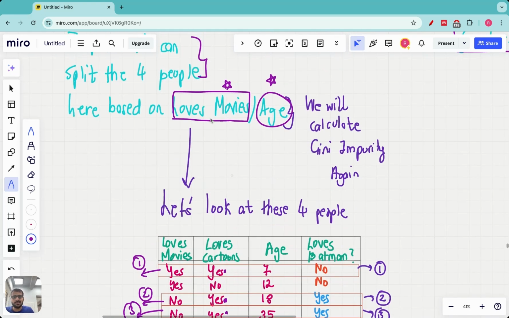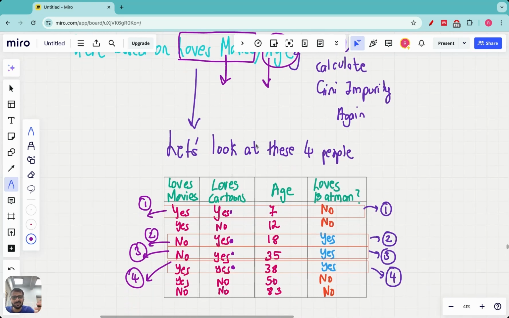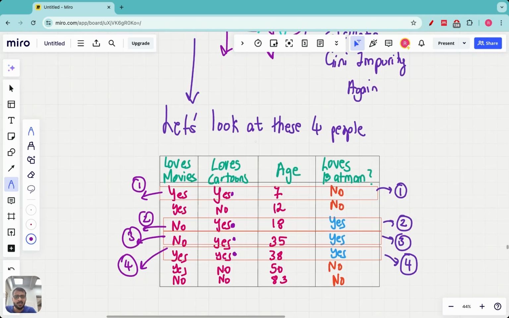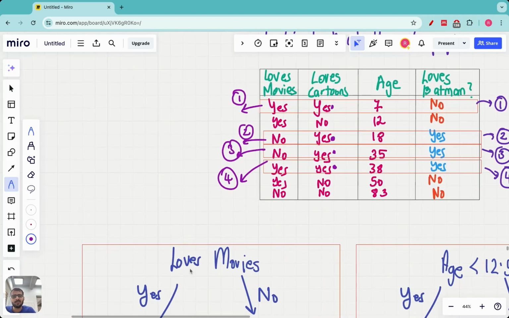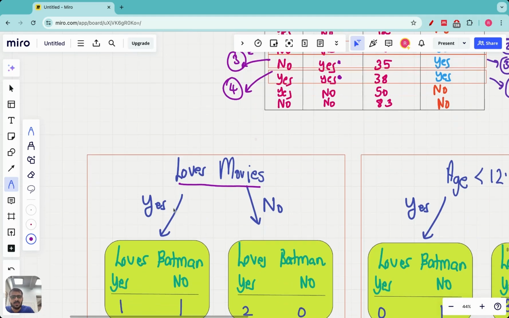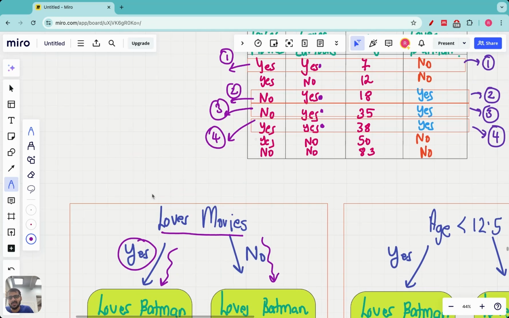So we will construct decision tree maps for both loves movies as well as age, and based on the decision tree maps for these four people, we will be computing the Gini impurity. So let's start with the decision tree map for the loves movie question. So it will be yes and no. First, let's go to the yes category.